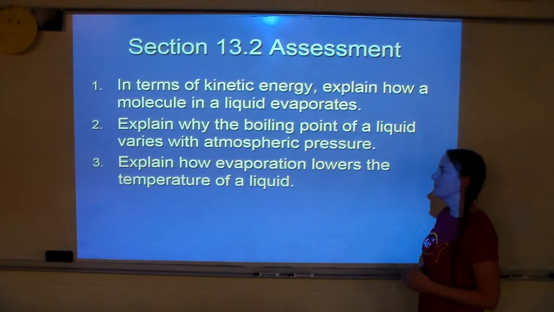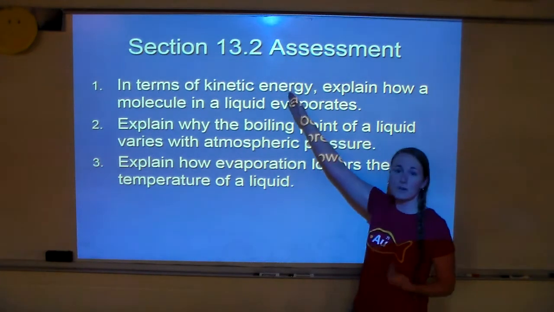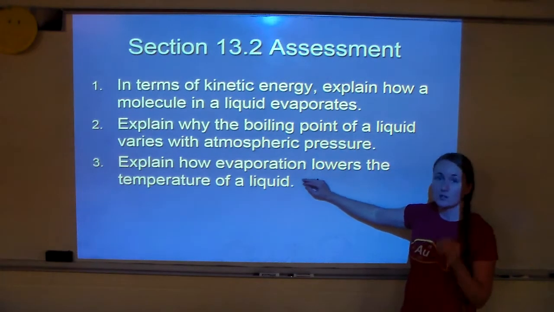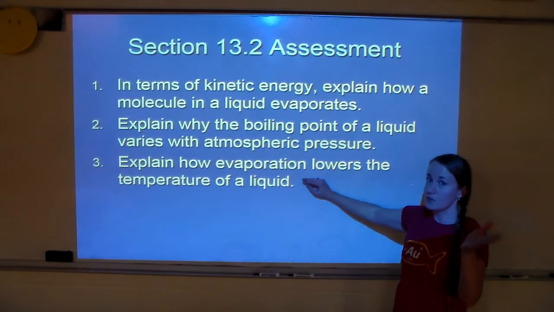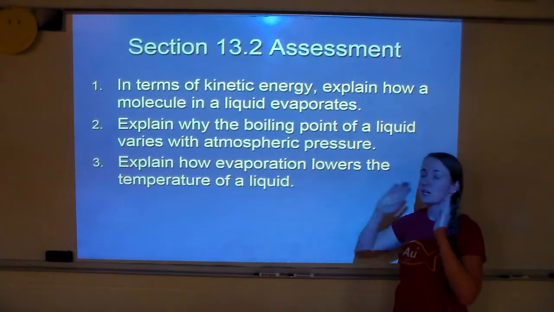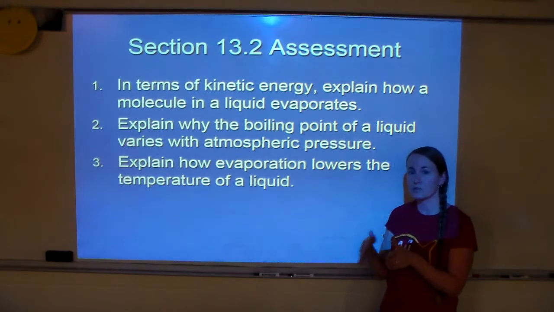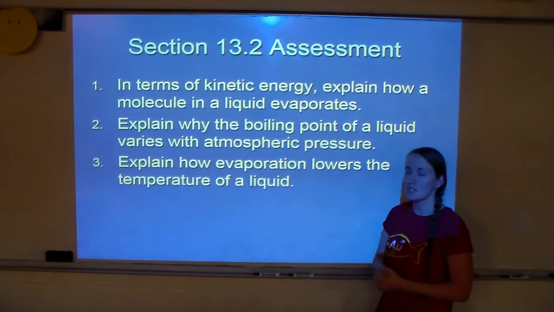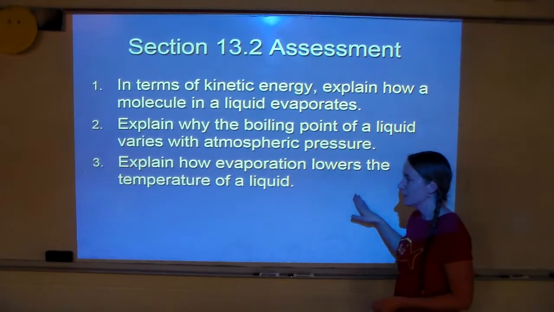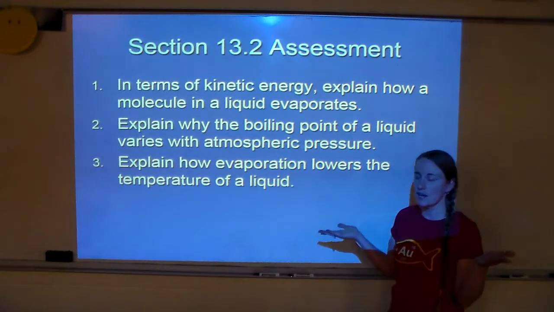Alright, so let's look at the third one. Explain how evaporation lowers the temperature of a liquid. Well, like in number 1, we already said who evaporates. Who evaporates first? The fastest particles evaporate first, which leaves who? The slower ones are left behind. And remember, y'all, temperature is based on kinetic energy. So slower particles have lower temperature, and that's how temperature is lowered. So you can say the fast particles evaporate first, leaving the slow ones, which have a lower temperature. That's all you have to say.